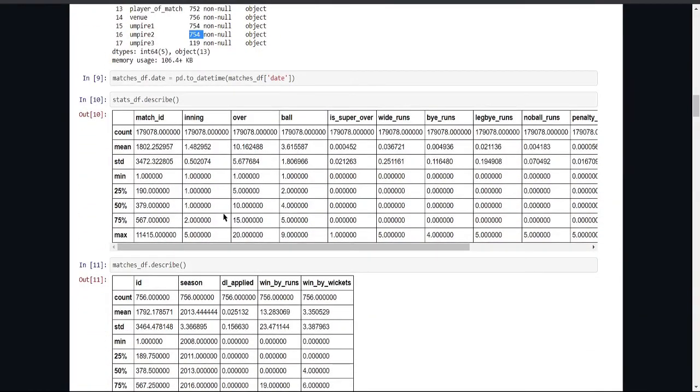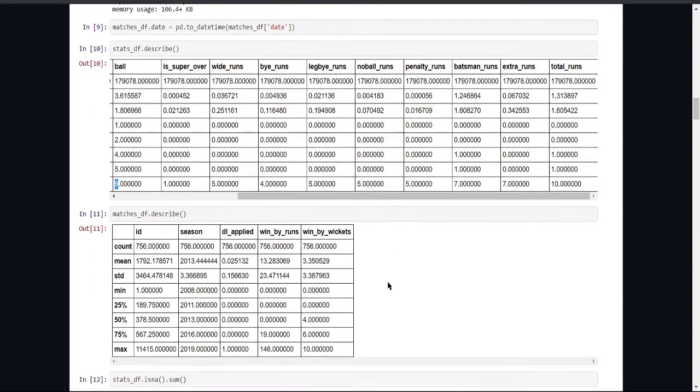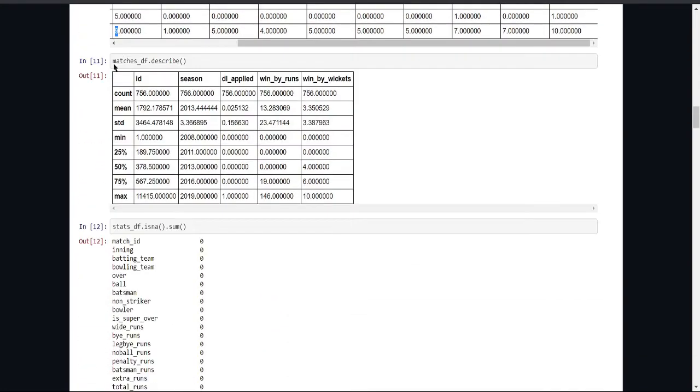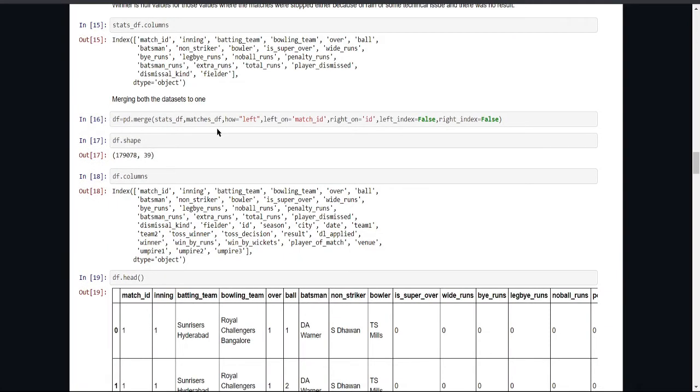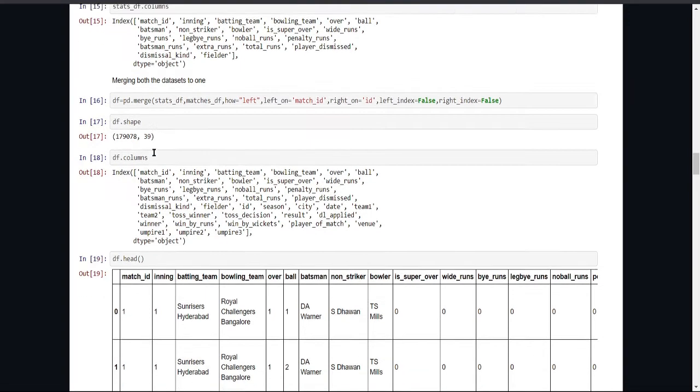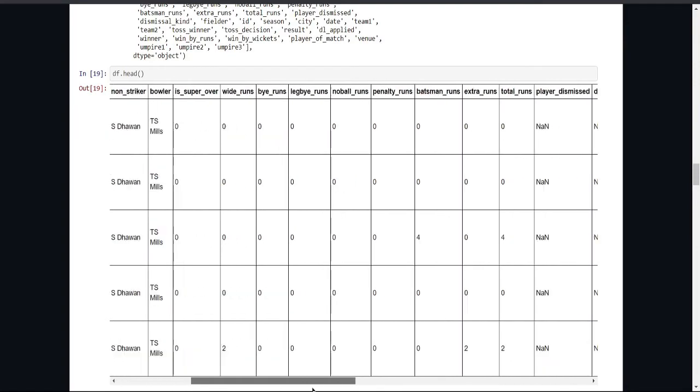After that, we just perform a describe on both the data sets. Here you can see that the minimum number of overs played were 1 and maximum is 20, with 1 to 9 balls because of extras and so on. And we get this on performing a describe on the matches. Next up, we just merge both the data sets on match ID, and this is the new data set we got where it contains all the deliveries for all the matches played.